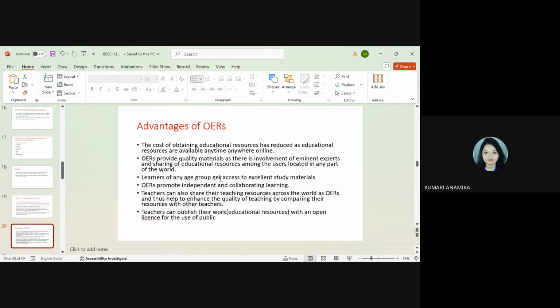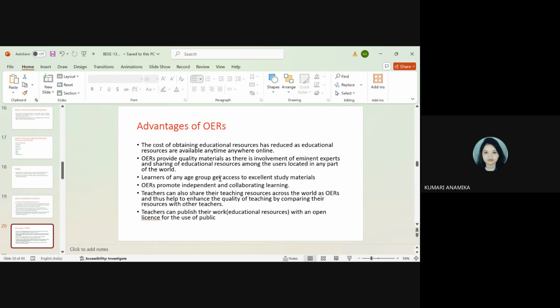So, what are the advantages of this OER? The cost of obtaining educational resources has reduced as educational resources are available anytime, anywhere online. And this OER provides quality materials as there is involvement of eminent experts and sharing of educational resources among the users located in any part of the world. The learner of any group gets access to excellent study materials. And this OER promotes independent learning and collaborative learning also.